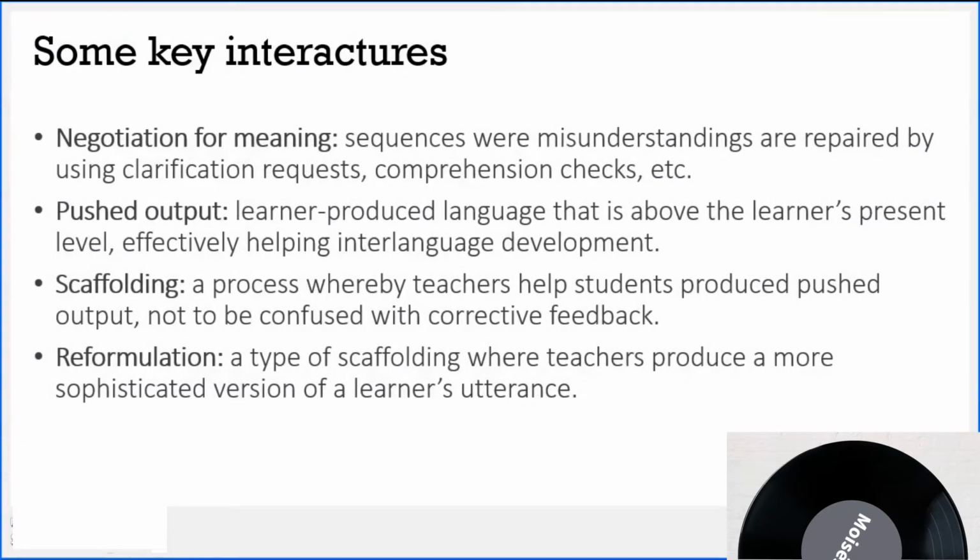Here are other key interactors. There is negotiation for meaning. Negotiation for meaning consists of sequences where misunderstandings are repaired by using clarification requests, comprehension checks, and so on.